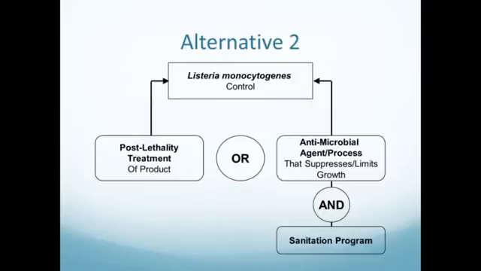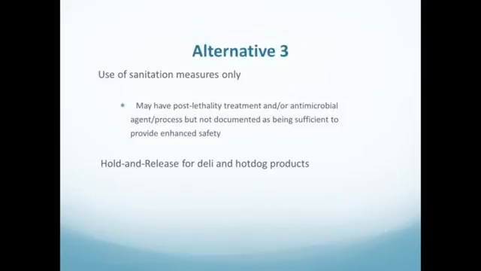Now you can go to alternative 2 where you've got one or the other. You've either got this post-lethality treatment or a preservative used in combination with good sanitation. And so that gives you alternative 2. And alternative 3 is essentially you just got good sanitation, but you might have a lethality treatment, but you haven't validated it. You haven't got evidence saying, well, this gives you so many log reductions of listeria. And so that puts you in alternative 3.